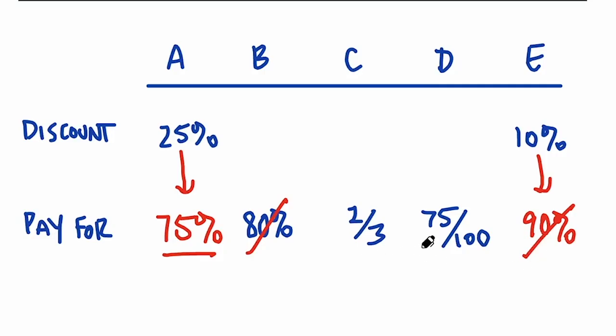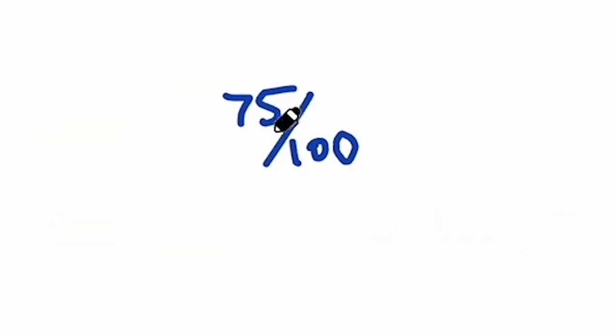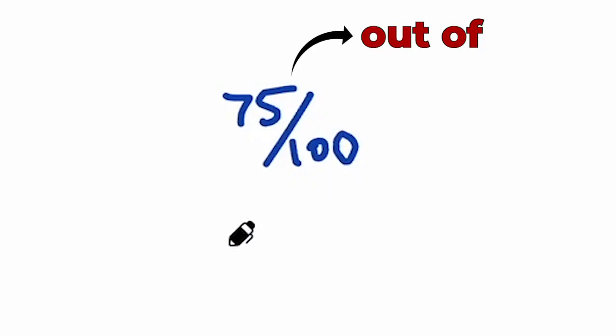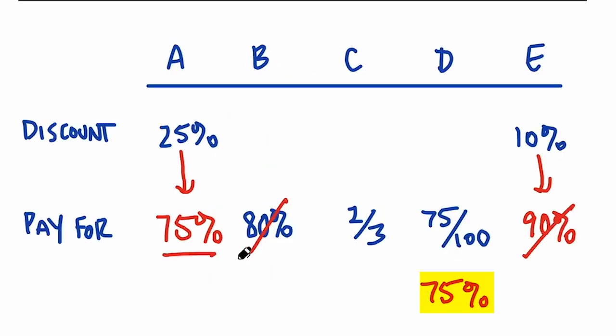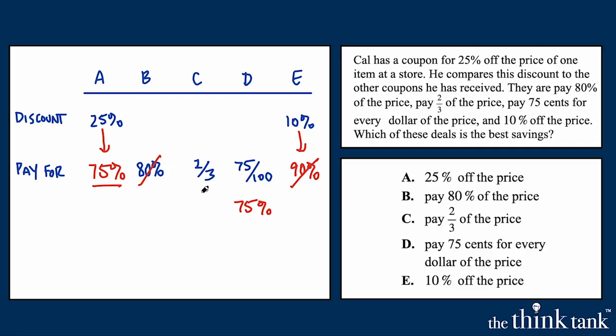But how about these fraction guys? What do we do there? Well, D is pretty easy to convert into a percent because think about what percent means. It means out of 100. If I'm getting 75 out of 100, that is literally 75 per 100, or per cent. So 75 out of 100 is literally 75%, so that's the same thing as option A. Okay, well, what about C? How do we get that as a percent?